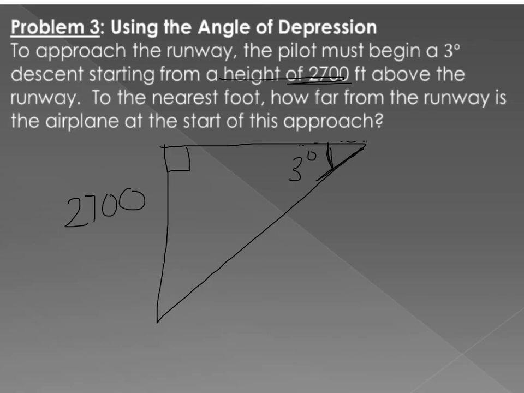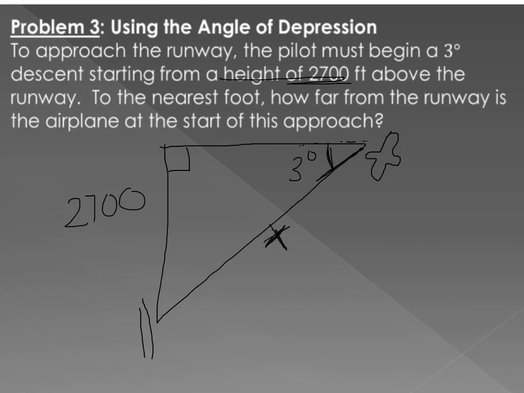To the nearest foot, how far from the runway is the airplane at the start of the approach? So this is where you have to be very careful labeling what you are looking at. So this is your airplane right here, and excuse my airplane, it's not going to be the best. It's asking, here's the runway. How far away is the airplane from the runway? So I'm looking for this x.